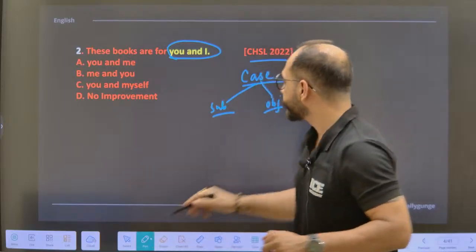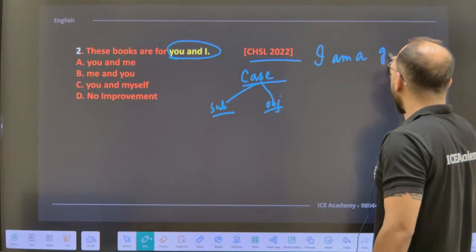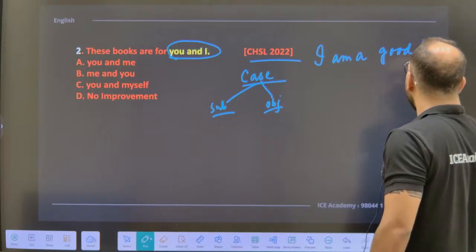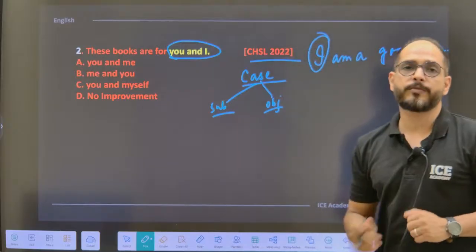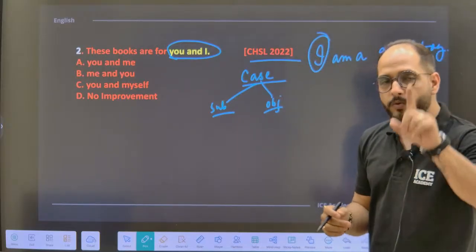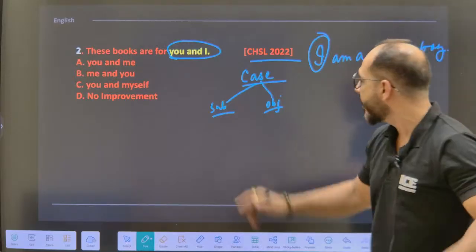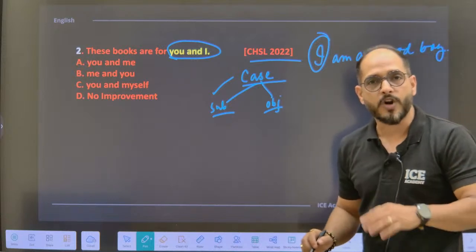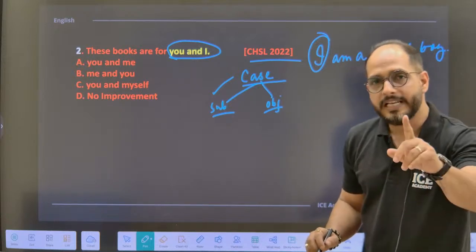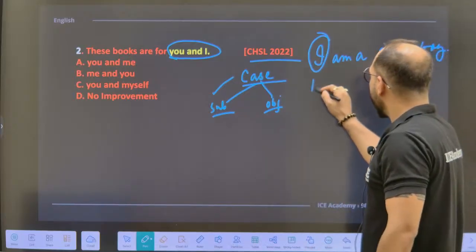For example, if I say "I am a good boy," you can clearly see "I" is the subject of the sentence. So when you are using a pronoun as the subject of a sentence, that pronoun must be in its subjective case. You cannot use an objective case of the pronoun as a subject. Clear?